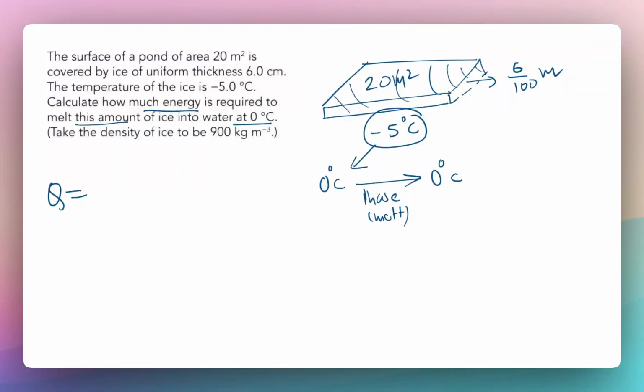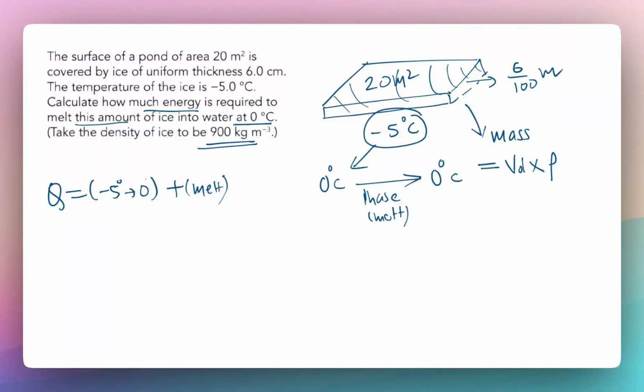So how much energy is total required? Energy required first to bring my ice which is at -5 degrees Celsius to 0 degrees Celsius, plus the energy required to melt the ice, and that much energy will be required. For that, first thing first, we are going to need the mass of the ice. The mass of the ice we can simply compute by the volume of the ice multiplied by the density, and density is given as 900 kilogram per meter cube.